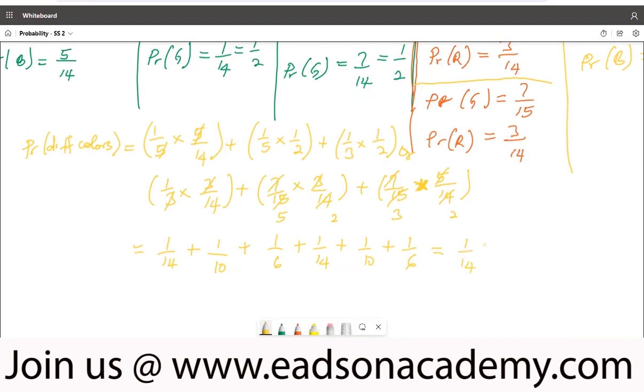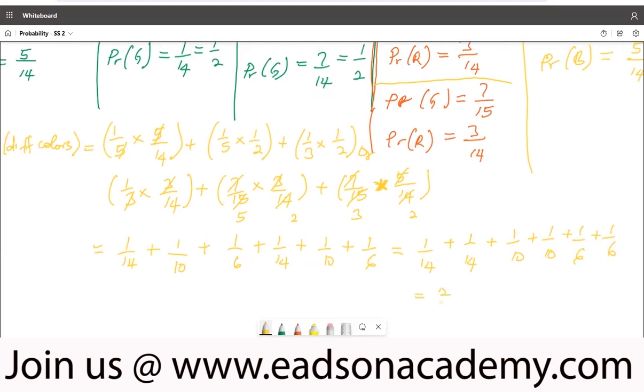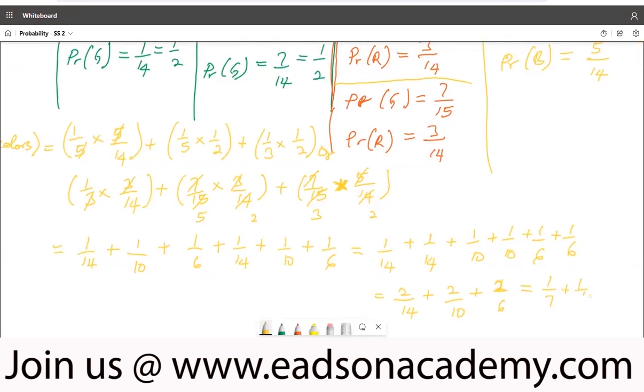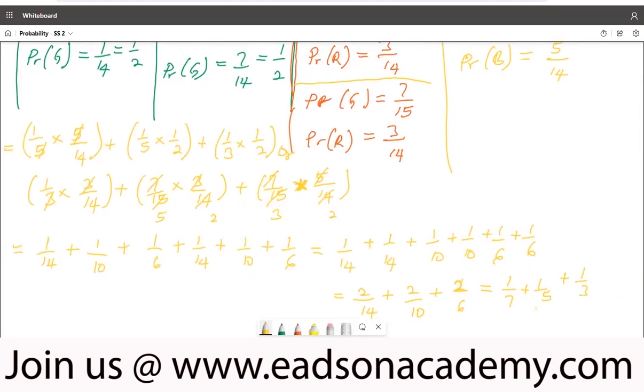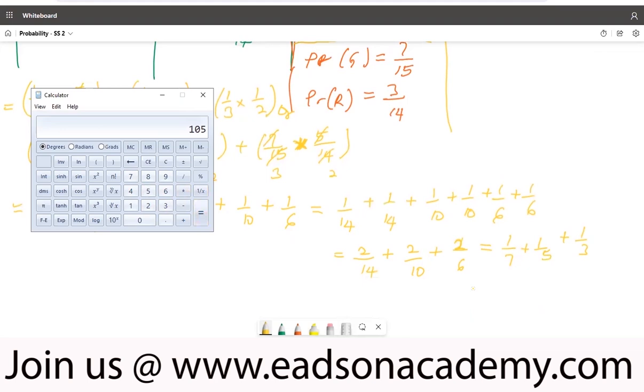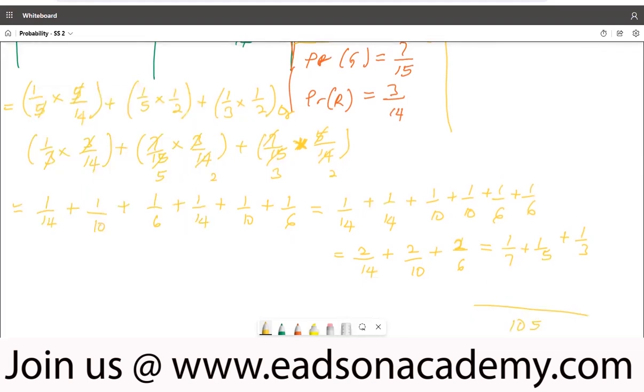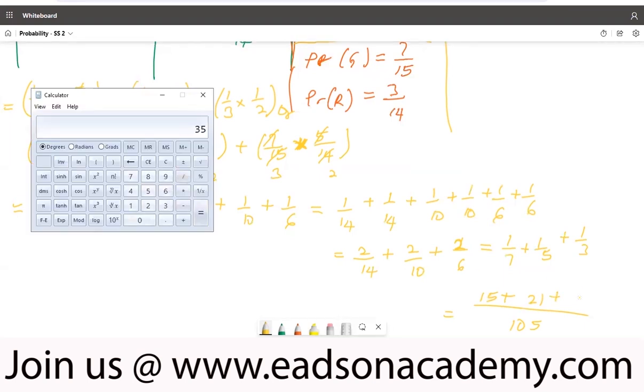1 over 14 plus 1 over 14 plus 1 over 10 plus 1 over 10 plus 1 over 6 plus 1 over 6. This one is 2 over 14 plus 2 over 10 plus 2 over 6, which is 1 over 7 plus 1 over 5 plus 1 over 3. LCM of 7, 5, and 3 is 105. So 105 divided by 7 is 15, plus 105 divided by 5 is 21, and 105 divided by 3 is 35. Adding all of this together, 71 over 105.